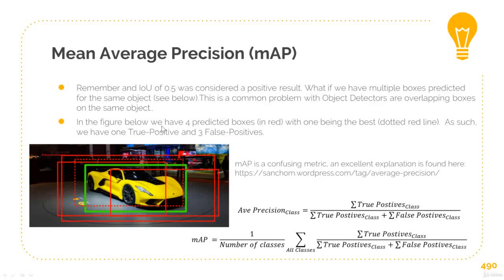So in the figure below, let's go through this example. We have 4 boxes in red. These are them right here. The green is the true box, the true positive. And as such, we have 1 true positive and 3 false positives. So the 3 false positives here would be these boxes here, 1, 2, and 3.